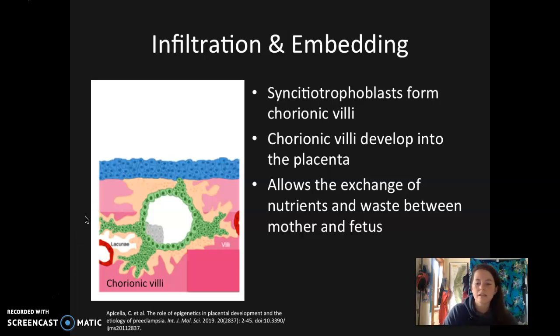So now that we understand a little bit about what's actually happening during the process of implantation, let's take a closer look at the hormones that regulate this process.